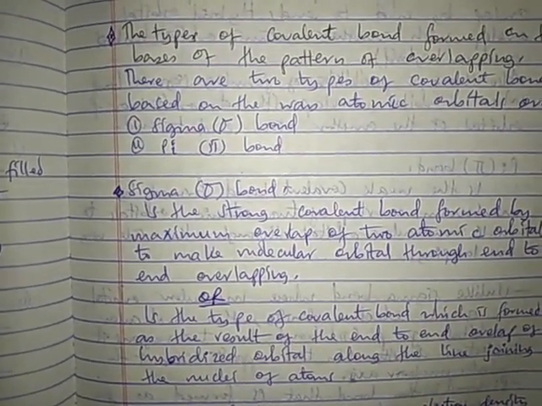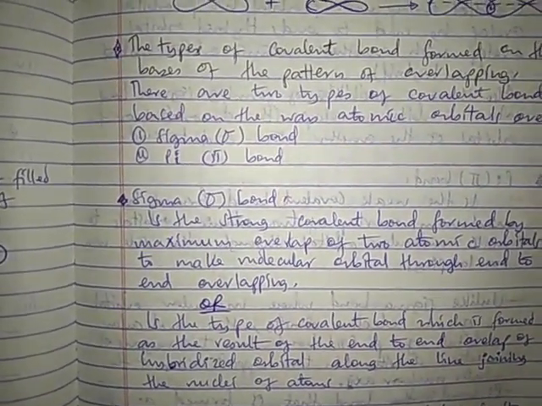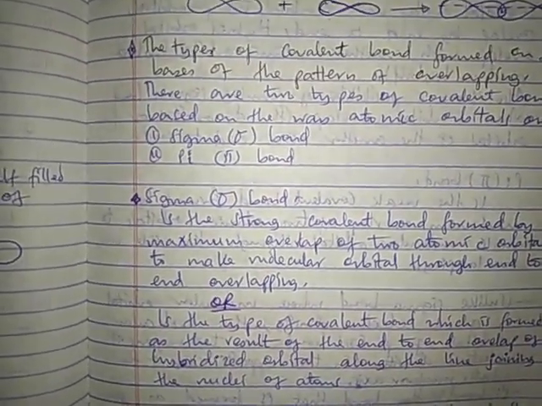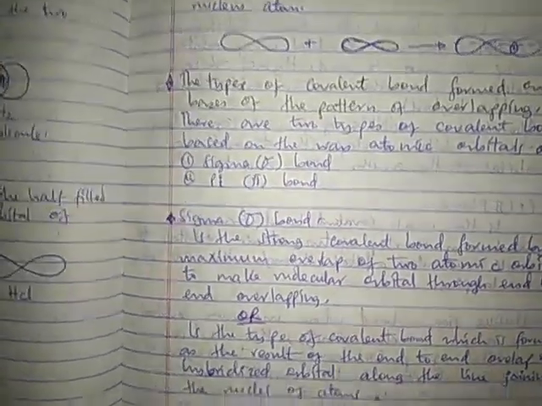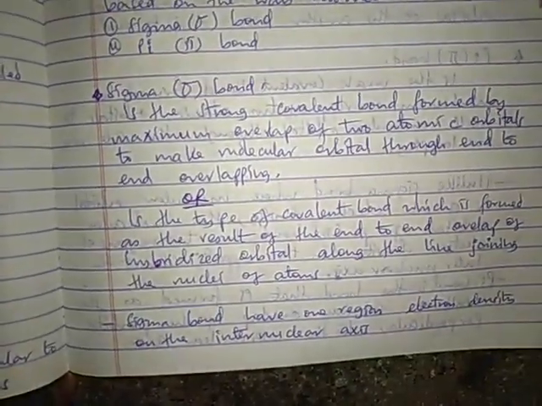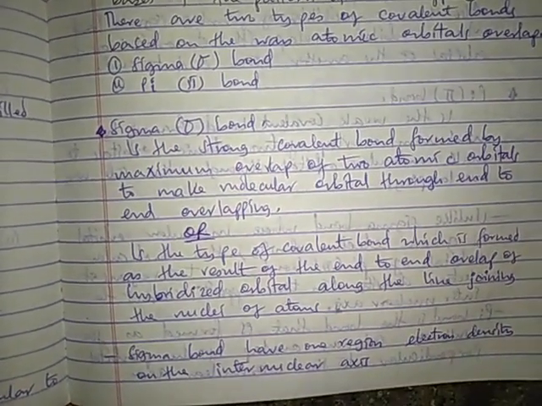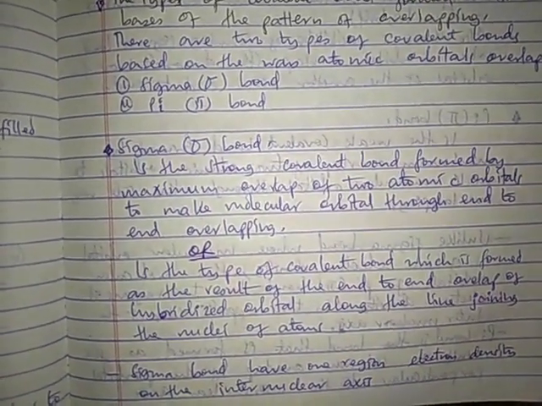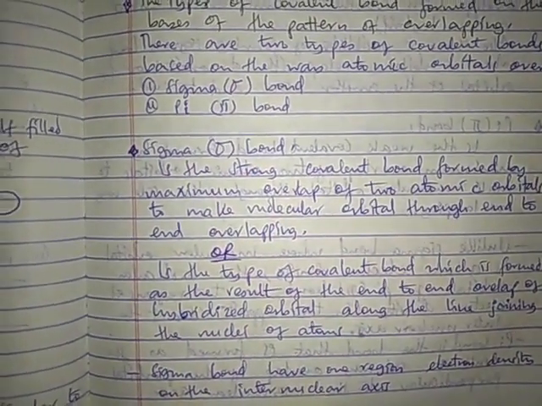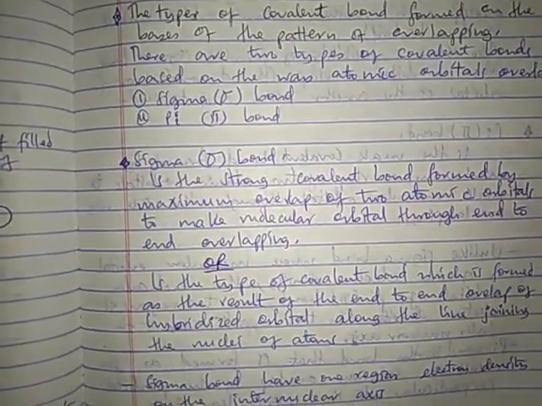Now, a sigma bond is a strong covalent bond formed by the maximum overlap of two atomic orbitals to make a molecular orbital through end-to-end overlap. So sigma bonds are formed by end-to-end overlap, and they are stronger compared to the pi bond. In other words, a sigma bond is a type of covalent bond formed as a result of end-to-end overlap of hybridized orbitals along the line joining the nuclei of the atoms. Saying they join along the line joining the nuclei is similar to saying end-to-end overlap.